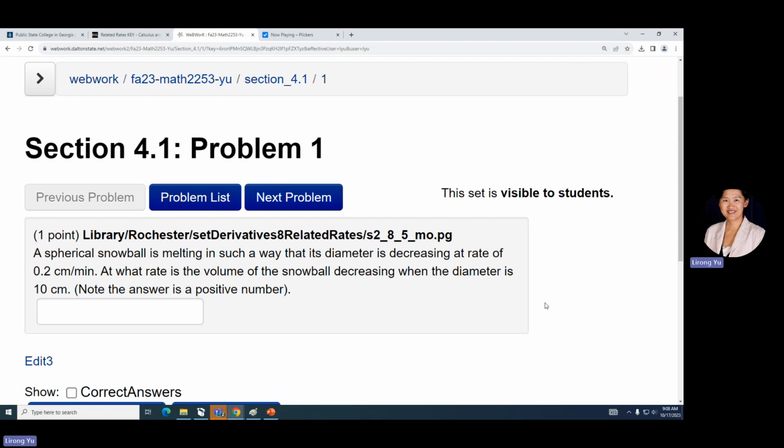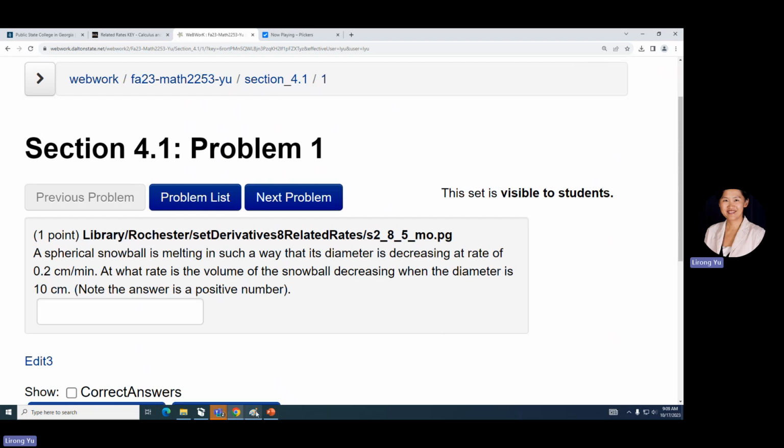So this is a question where we're trying to find the relation between the volume and diameter. You can see the quantities mentioned in the question are diameter and volume. We want to find the rate of the volume when we know the diameter has a rate of 0.2 and the diameter itself equals 10. So that's a little bit more friendly than the example we just did.